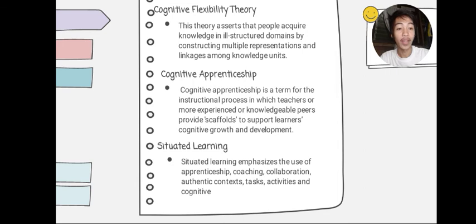Situated learning. Situated learning emphasizes the use of apprenticeship, coaching, collaboration, authentic context, tasks, activities, and cognition. Situated learning claims that students learn best when they are actively participating in the learning experience.